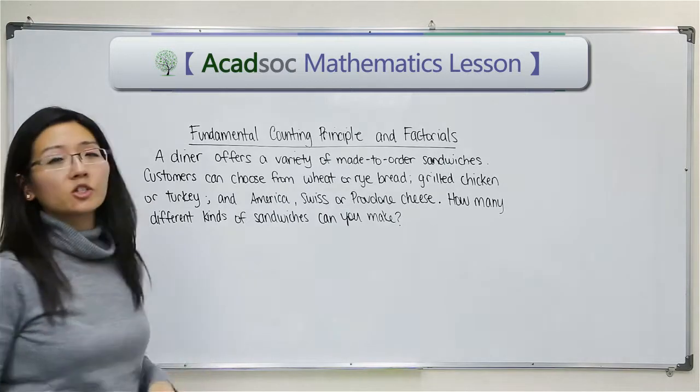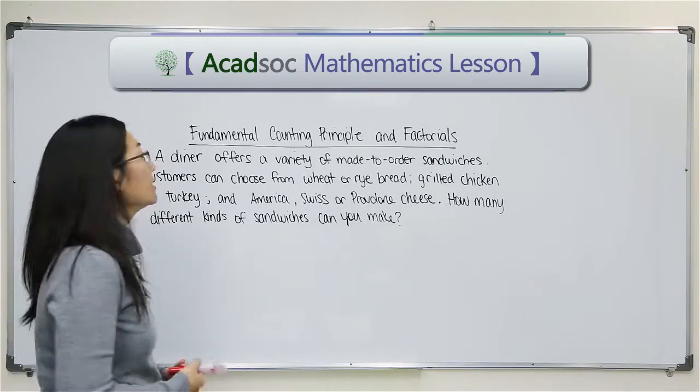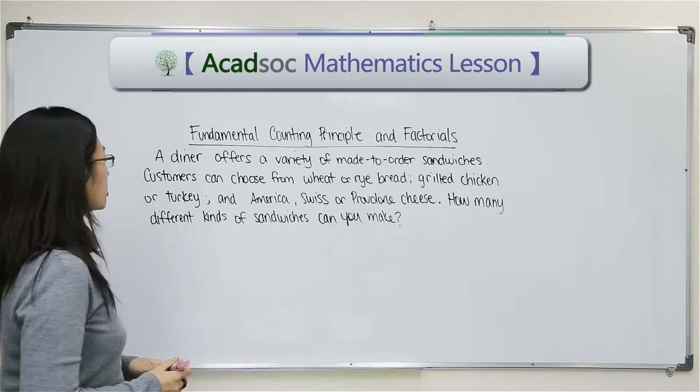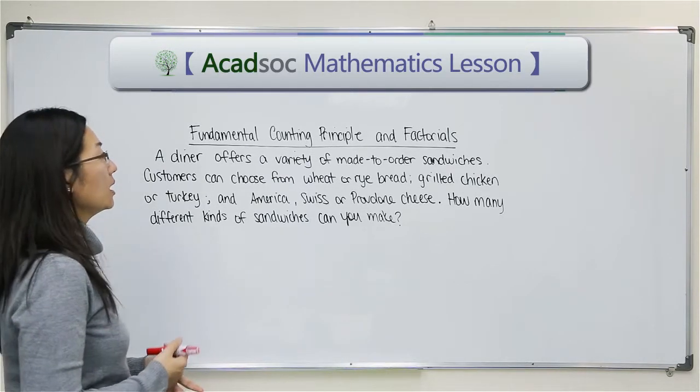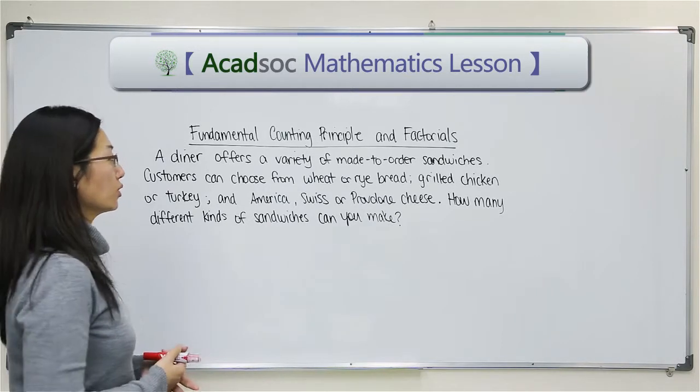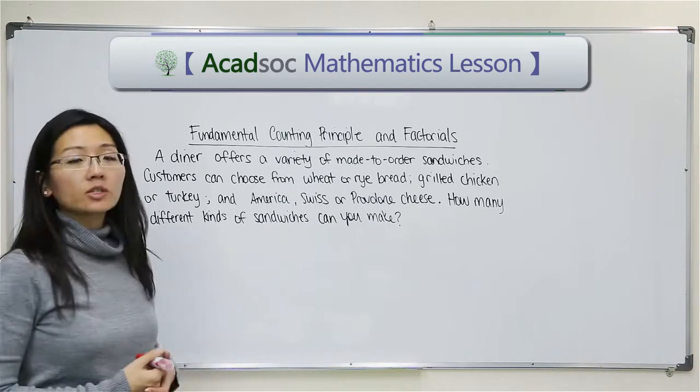Now, this is a typical situation that we might encounter. Since the diner offers a variety of made-to-order sandwiches, customers can choose from wheat or rye bread, grilled chicken or turkey, and American, Swiss, or provolone cheese. How many different kinds of sandwiches can you make?